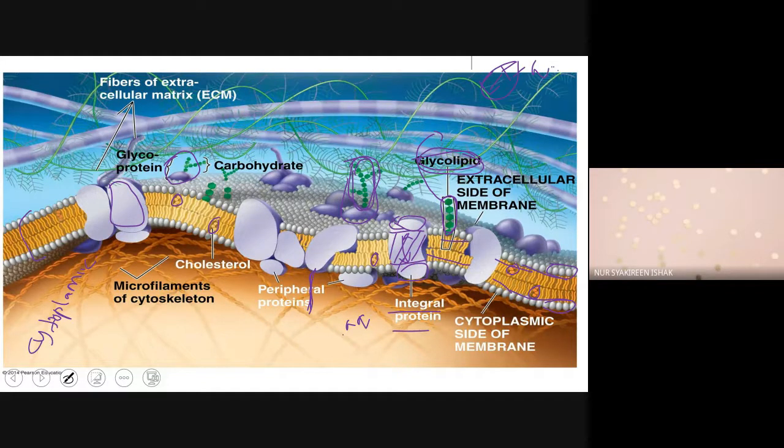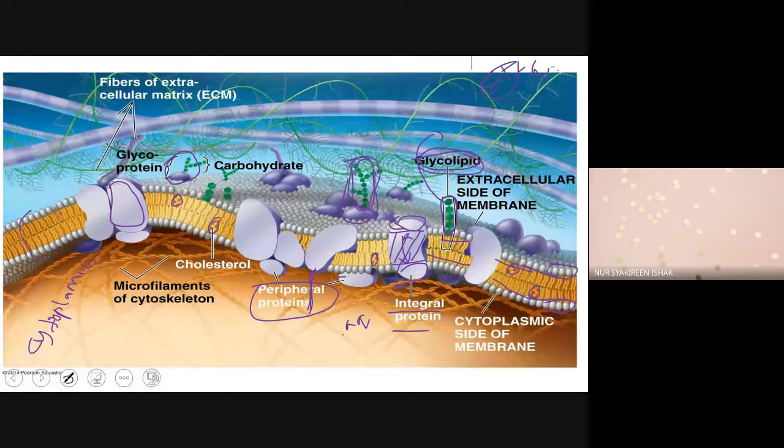The carbohydrate will always face outside because it has a specific function that we are going to look at later for the role of membrane protein. Dia ada fungsi dia. Kenapa dia kena terletak kat luar? And then another component of the plasma membrane is the peripheral protein.